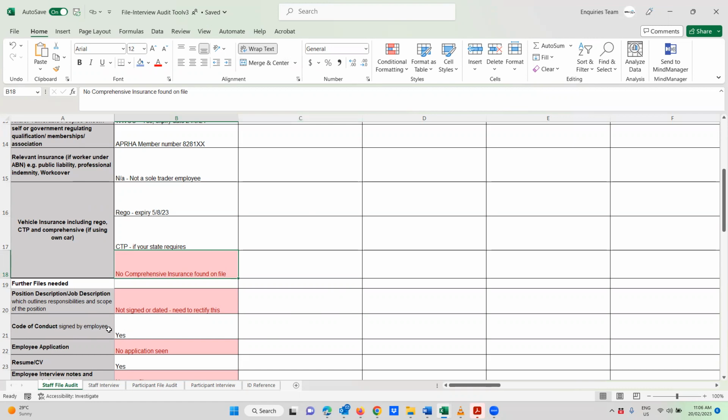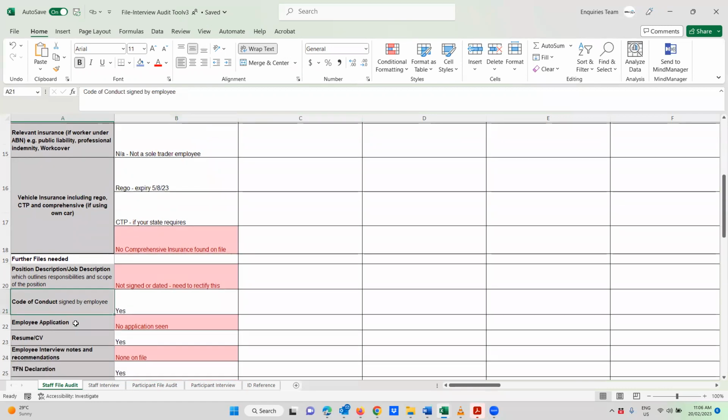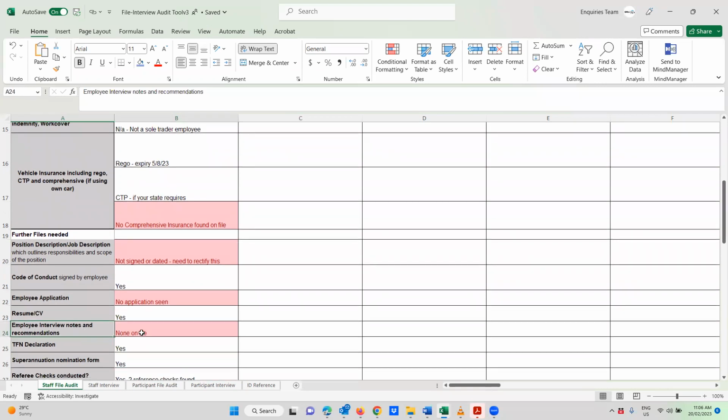Code of conduct signed, employee application. We said in this example, no application seen. We must see an application of employment. We need to have information about your staff member. It needs to be in writing. Their resume, yes, we found it. Employee interview notes, if there's none on file, then you're not really doing your job properly. So what we need to see is the interview, the questions you asked and their answers, and your deliberation around their hiring.